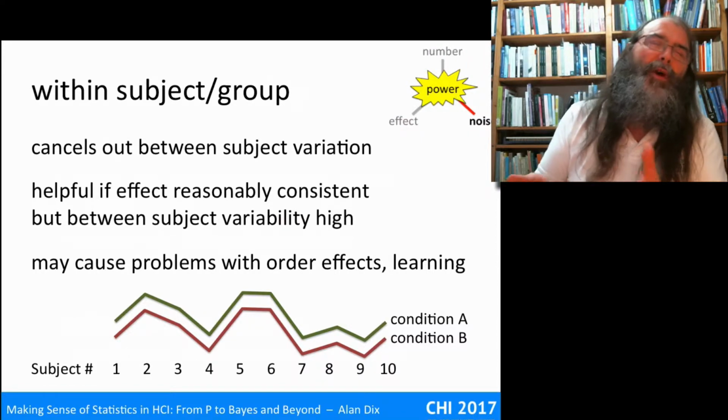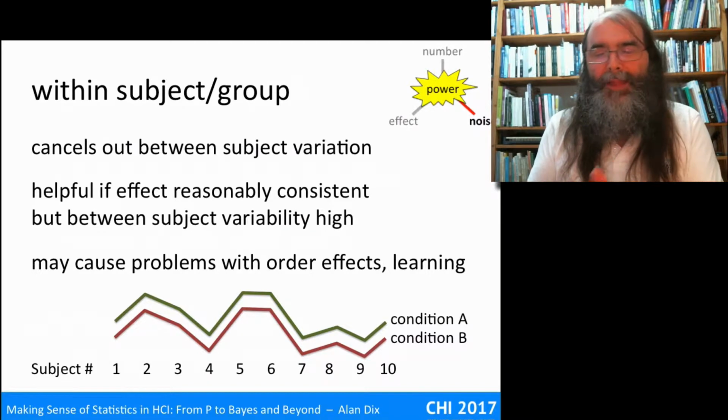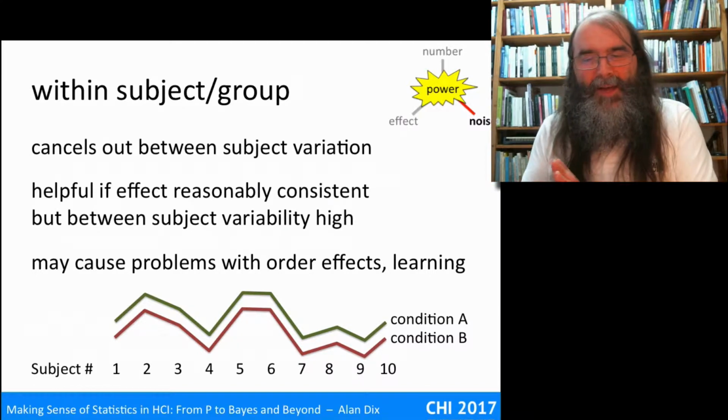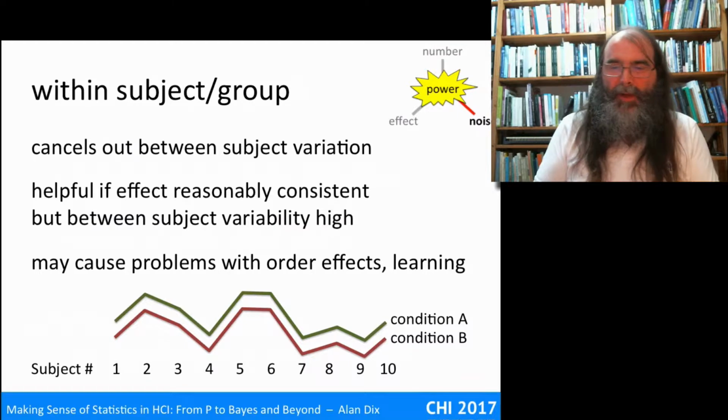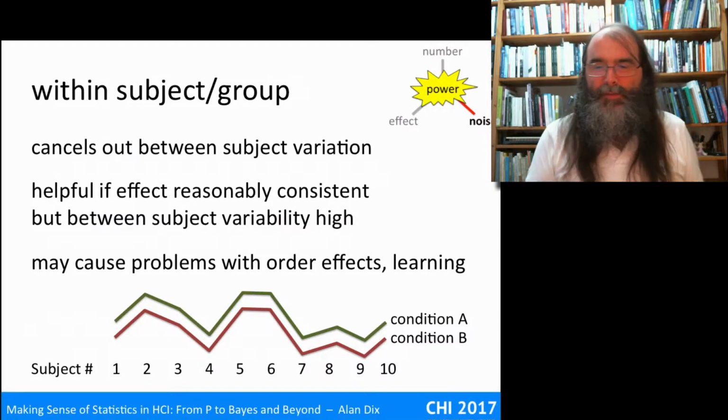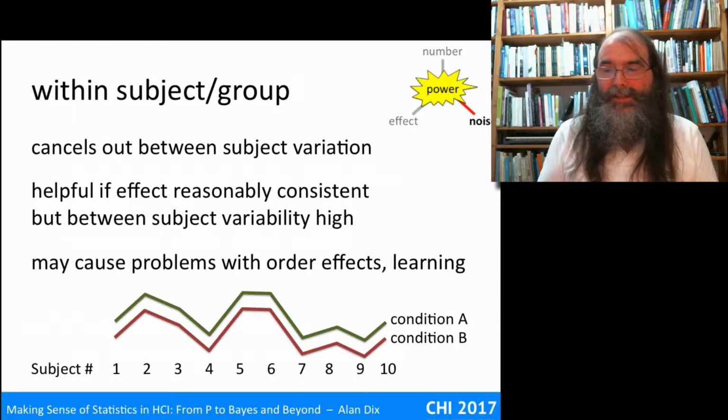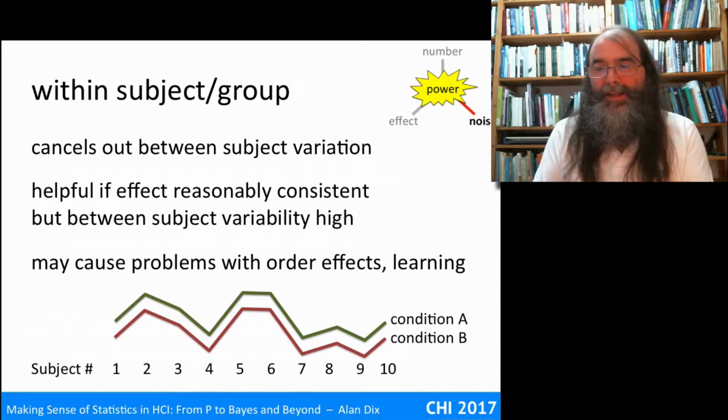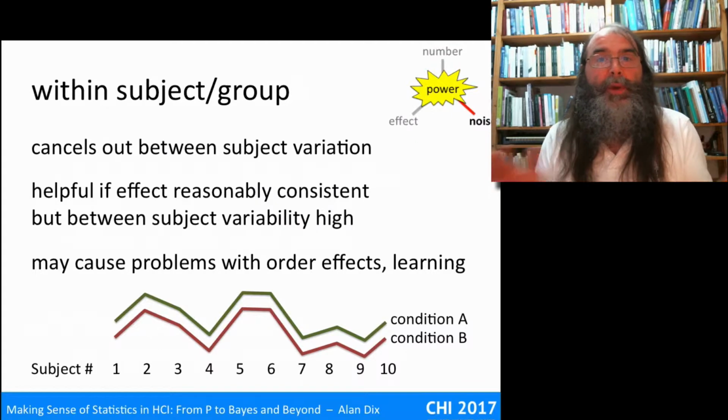You can imagine this is obviously much prettier than you really get in practice. But you can imagine this is the extreme case where we've got a number of subjects, and you can see that subject 1 does a bit better in condition A than condition B. Subject 2 also does a bit better in condition A than condition B. But each subject varies hugely between them.